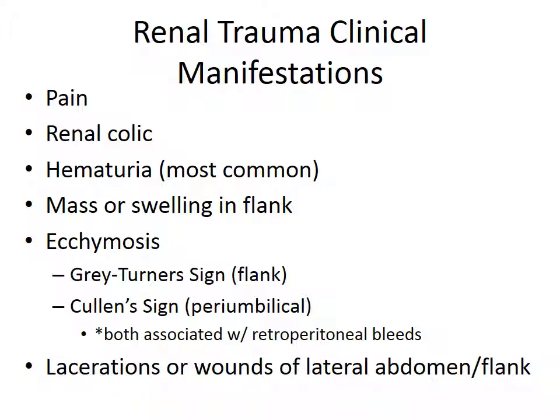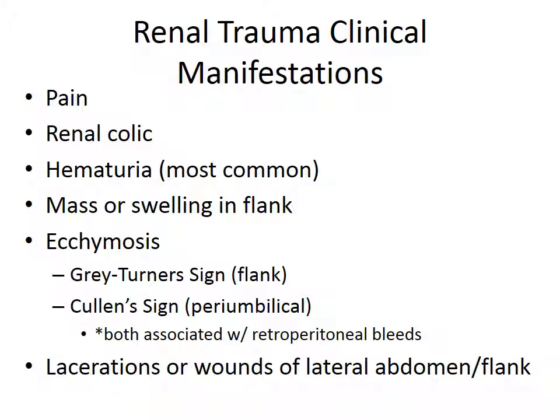Renal trauma clinical manifestations. Pain. These people have a lot of pain. As blood is put into either the urinary system or the peritoneal cavity, the patient develops pain quickly. Renal colic may be happening depending on the source of the injury. Hematuria is the most common symptom that you'll see. And you may also notice a mass or swelling in the flank.